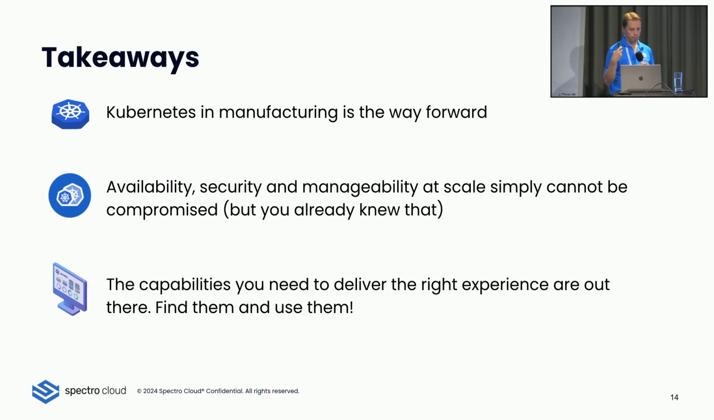It is absolutely important that you focus on these core items of availability, security, and manageability to be at the forefront of the solutions that you design, because especially in manufacturing, they are the most important items. And the products are available in the market to be successful with delivering Kubernetes in manufacturing environments. It's just important that you locate those products and use the capabilities that they provide to be successful in these environments.